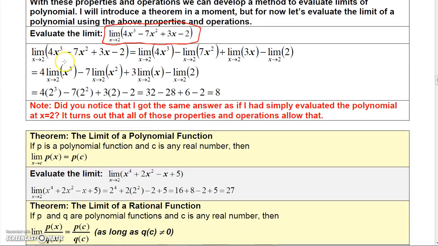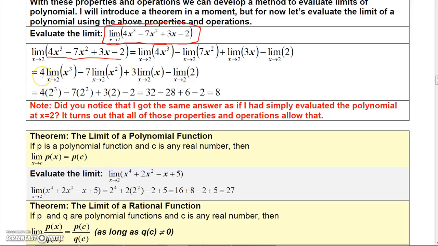So if I put all those properties together, let's say I wanted to evaluate the limit of this polynomial as x approaches 2. Well, to do it the long way, I'd have to say that's going to be the limit of the first term minus the limit of the second term plus the limit of the third term minus the limit of the fourth term. And then I can write this as 4 times the limit of x cubed. I can write this as 7 times the limit of x squared. I can write this as 3 times the limit of x, and then minus the limit of 2. And of course, all of these are as x approaches 2.